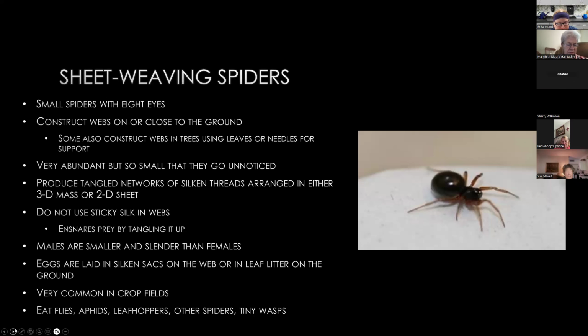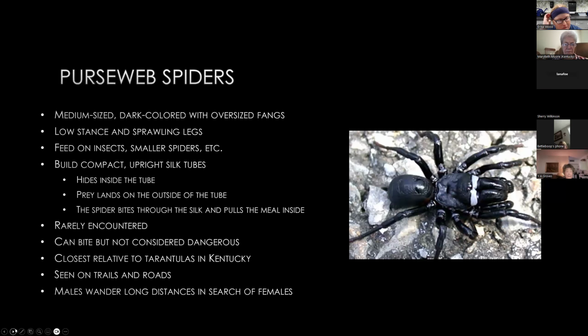With sheet weaving spiders, most of the time they're building their nests at night. They're really not known to bite people. Again, most people just don't really see them around. And I mean, more than likely, you may not even get caught up in a nest either.